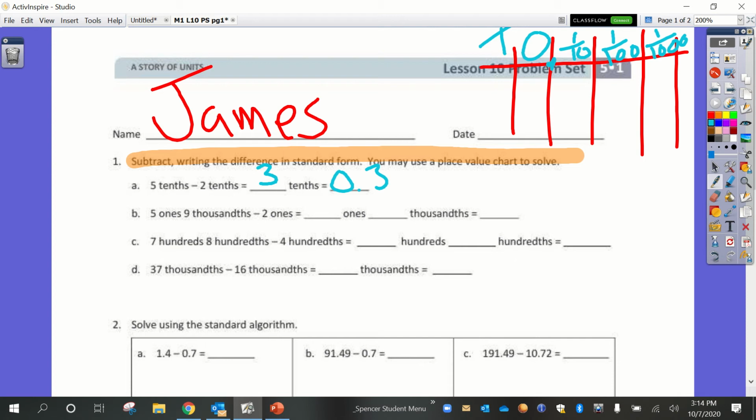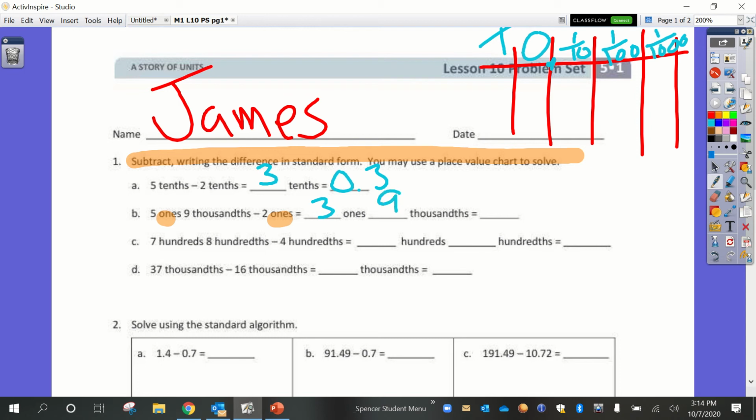Ooh, this one looks way more challenging. I see more units. I see ones. I see thousandths. All right, so we have 5 ones, 9 thousandths, minus 2 ones. Remember, what are the like units? Well, ones and ones, right? What's 5 minus 2 ones? Like the one above us, 5 minus 2 is always 3, so there's 3 ones. Did we subtract anything from the thousandths? Nope. So that's 9 thousandths.